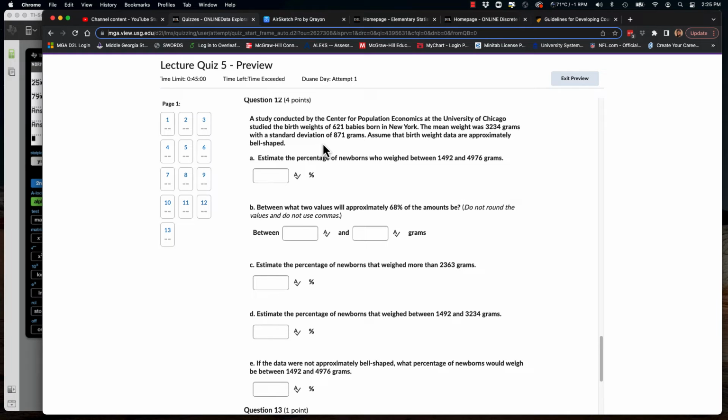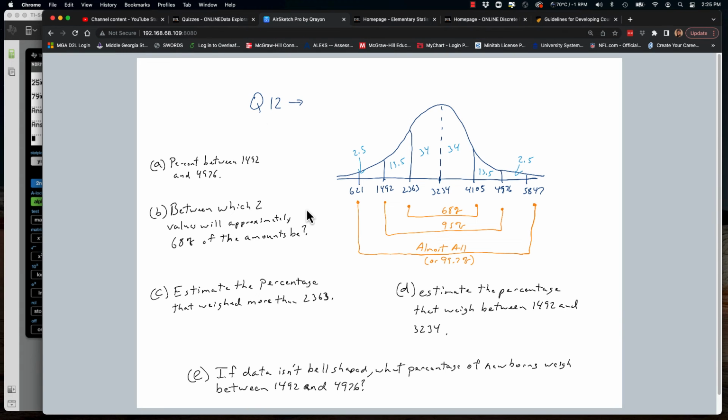We're not using, for those of you who know the normal CDF function, we're not using that here. We'll probably use that in some other things later in the semester. But for now, we're just going to do the approximations based on the empirical rule. So the quick way to start this out is to take the mean and the standard deviation and draw yourself a standard normal curve. I've got the questions all written here for each part.